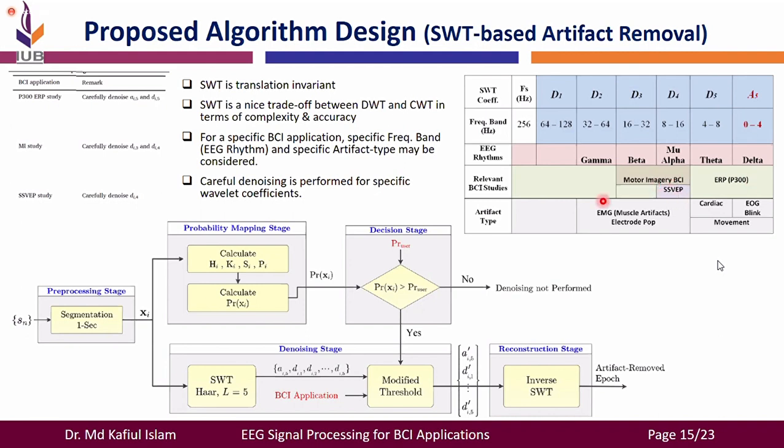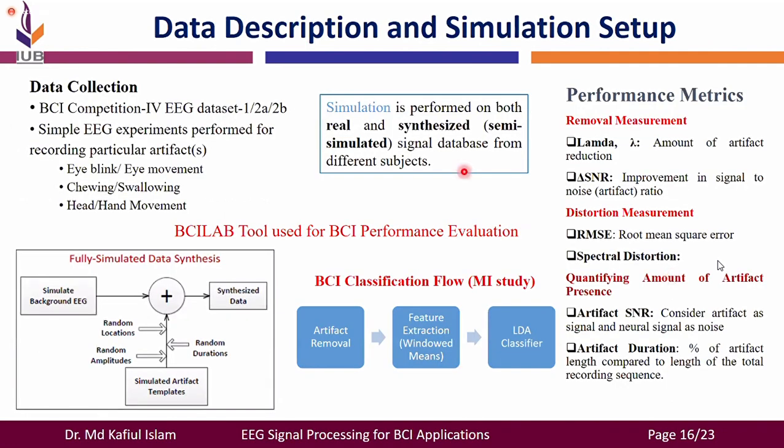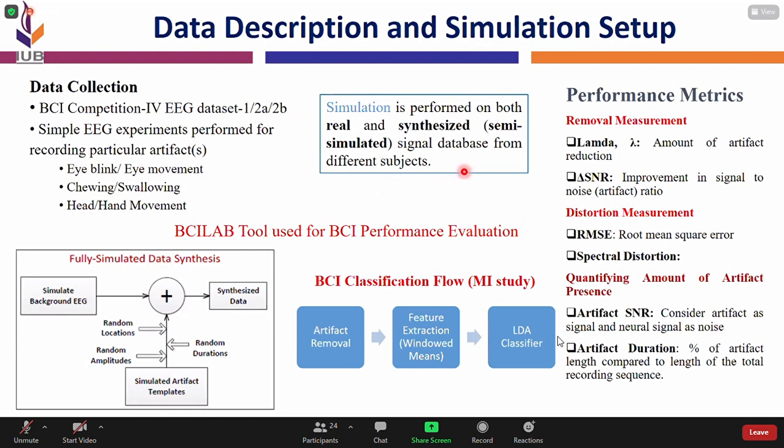So based on these statistics and characteristics, we have carefully denoised our wavelet coefficients in order to remove artifact. We wanted to make sure that it is not our only job to remove as much artifact as possible, but at the same time the background information, the original signal of interest, is preserved. So moving on, we have tested our algorithm both on a simulated dataset and a real dataset.